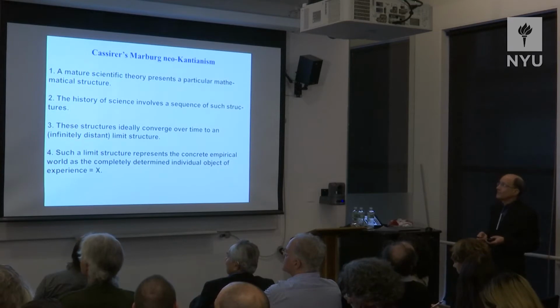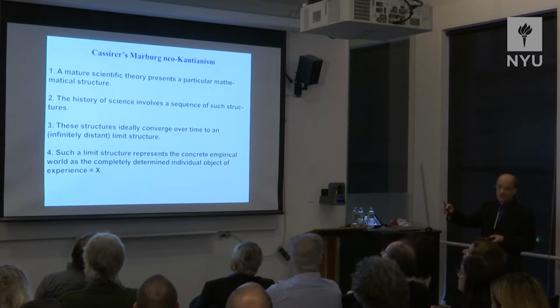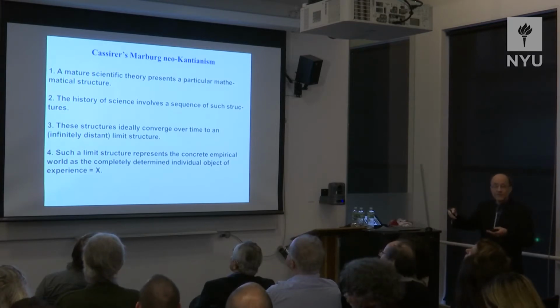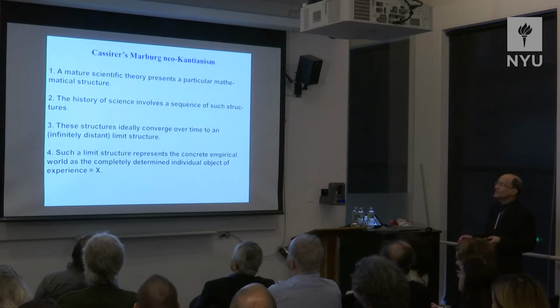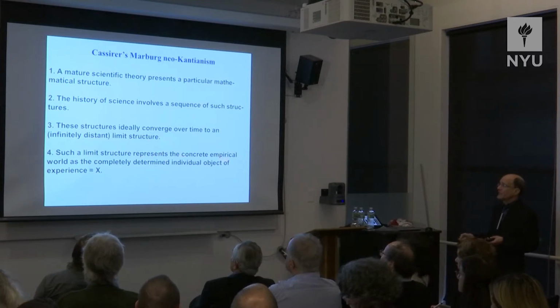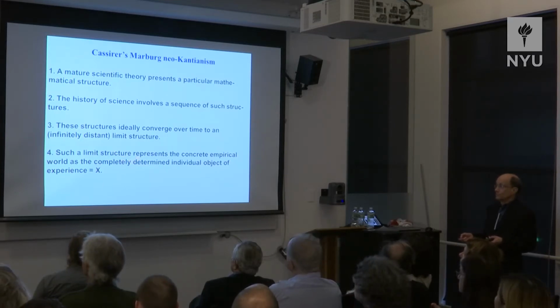So what's different about mathematics and science? Well, the history of science involves a certain kind of sequence of structures, which is different from any kind of sequence you would find in pure mathematics. And the crucial point is these structures do or should ideally converge over time to an infinitely distant limit structure. And that limit structure is going to represent the concrete empirical world as the completely determined individual object of experience equals X. It's like the thing in itself and the empirical world somehow coincide on this Marburg view.